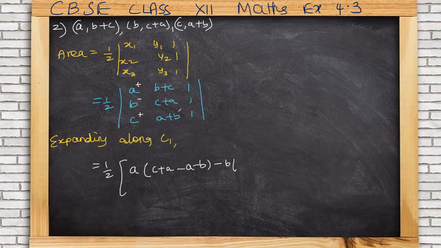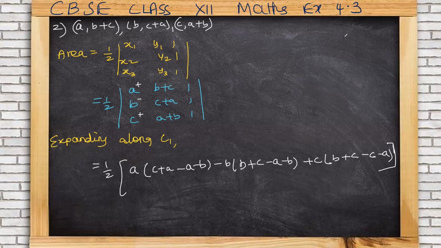Then minus B into, deleting the corresponding row and column, we have B plus C into 1 minus 1 into A plus B. So it is minus A minus B. Then plus C into, deleting the corresponding row and column, we have B plus C, C plus A, 1, 1. When we multiply it as B plus C minus 1 into C plus A, that is minus C minus A.